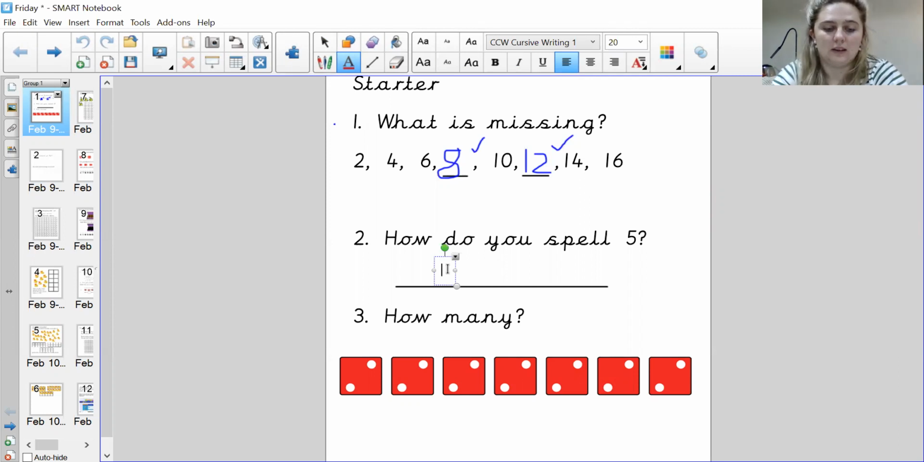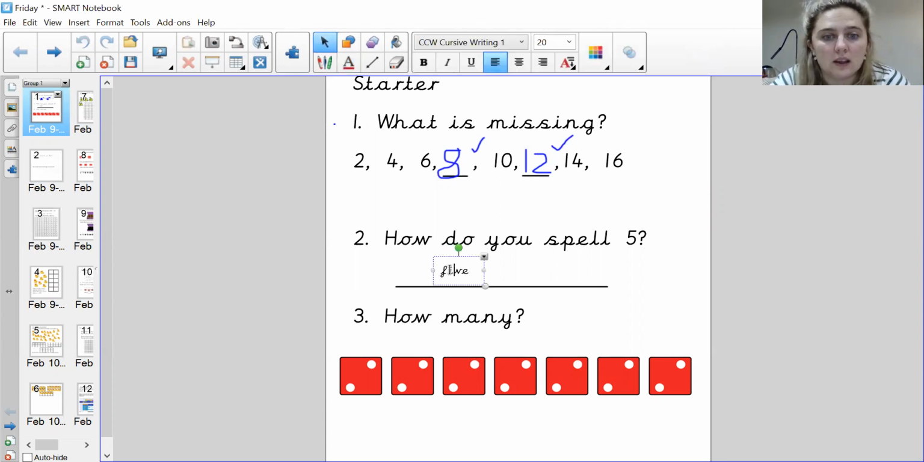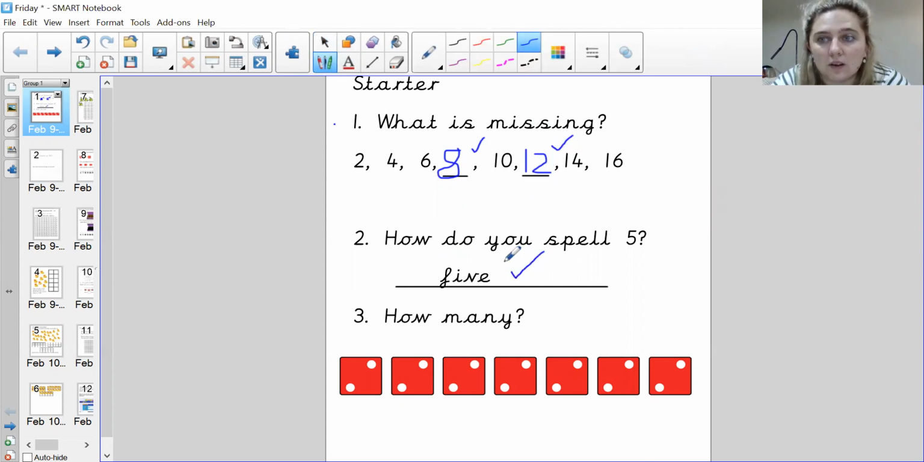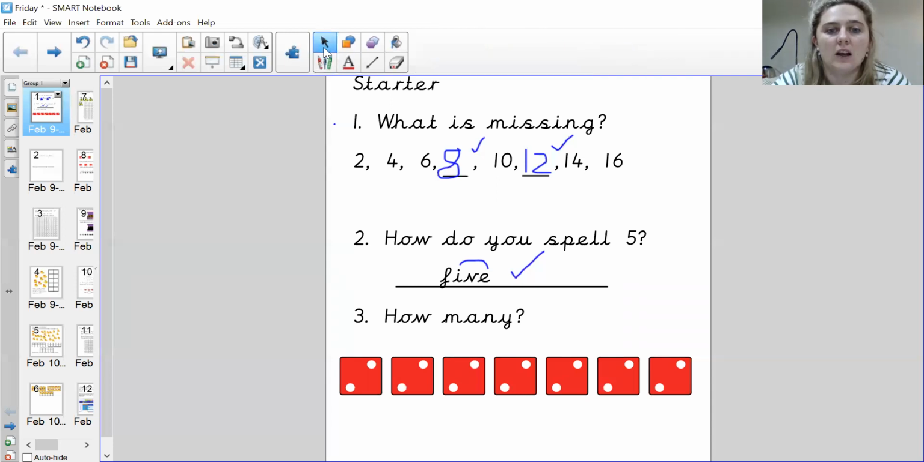Now, how do you spell the number 5? Well, just like this. It is a split digraph I for 5. A little bit small, isn't it? Can you see it? 5. There we go. Give yourself a tick if you spelt that right. Do you see the split digraph? I, special friend I, 5.